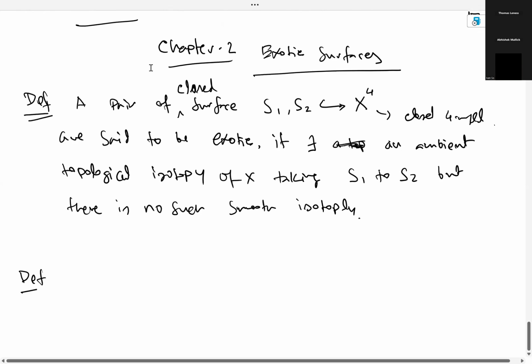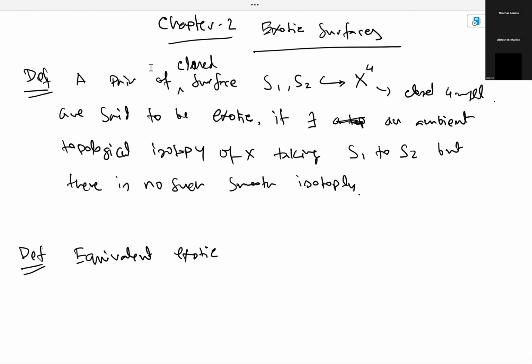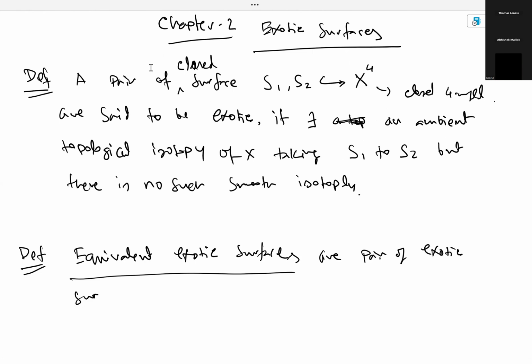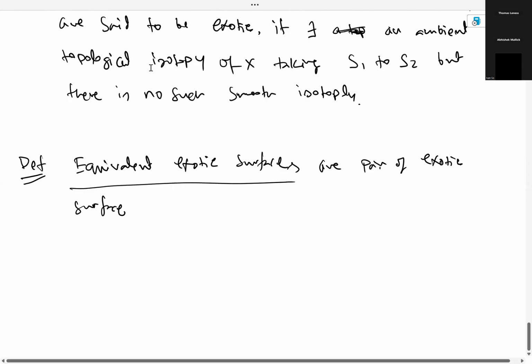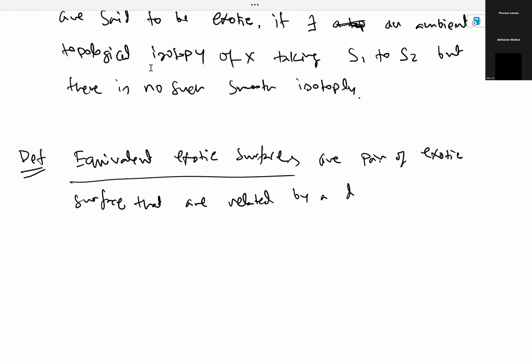A slight reformulation of this definition is, say, something is equivalent exotic surface pairs of exotic surfaces that are related by a diffeomorphism of the underlying four manifold. So f of S1 is S2.